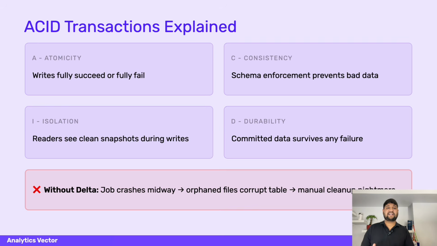On Databricks, every table is a Delta table by default. You don't configure anything, it just works.